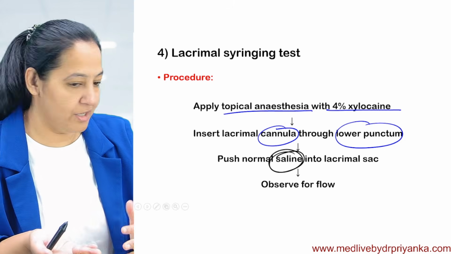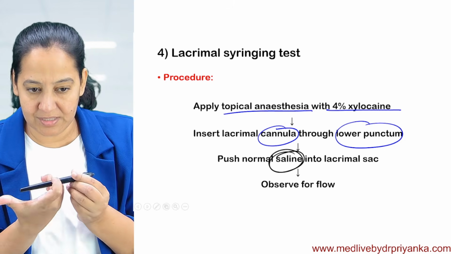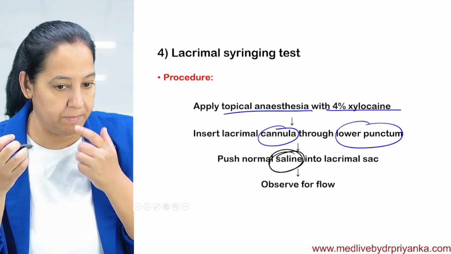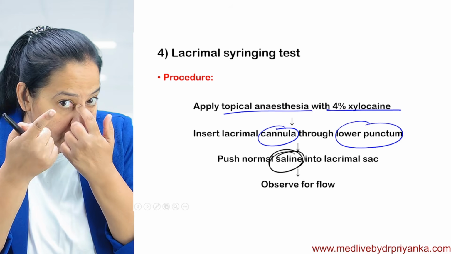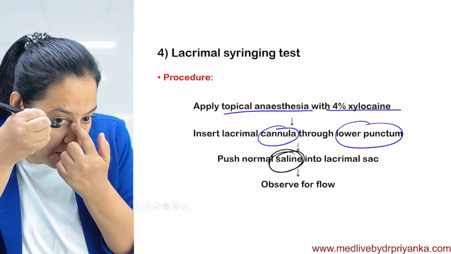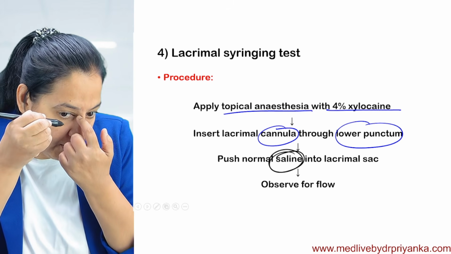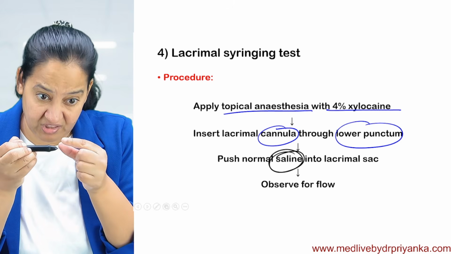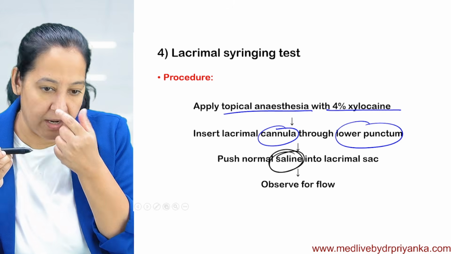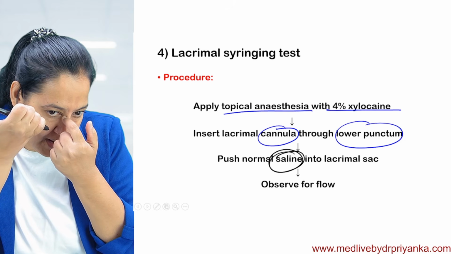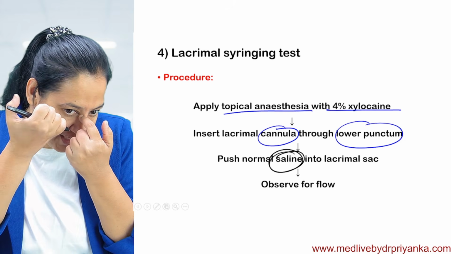I don't have a syringe, so suppose this is a syringe. I'm injecting the saline with the cannula. The cannula is inserted in the lower punctum. We can see the two puncta. If you look closely in the mirror, you can see your two puncta. Not in the upper punctum; in the lower punctum, you insert the cannula. It's a syringe with a thick needle, and that needle I'm calling the cannula. So basically you don't inject the needle into the tissue. You just put the needle in the lower punctum and inject the saline.